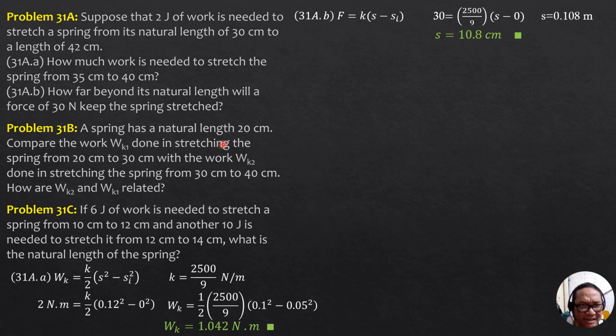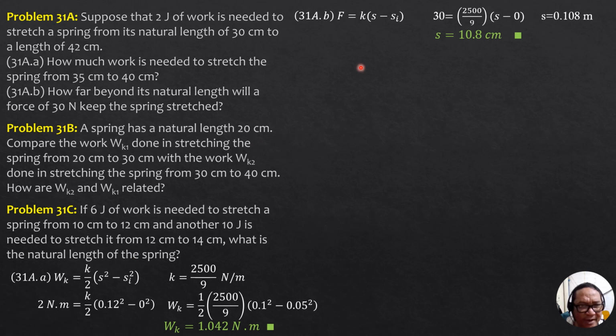Then we proceed to 31B. A spring has a natural length of 20 centimeters. Compare the work WK1 done in stretching the spring from 20 to 30 with the work WK2 done in stretching the spring from 30 to 40 centimeters. How are WK2 and WK1 related? So work is equal to this.